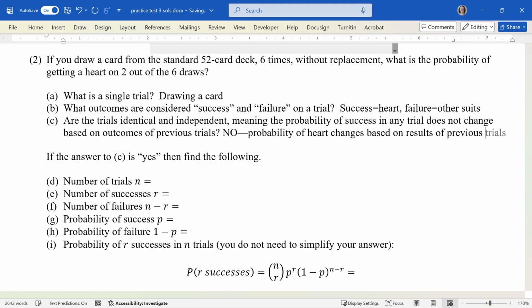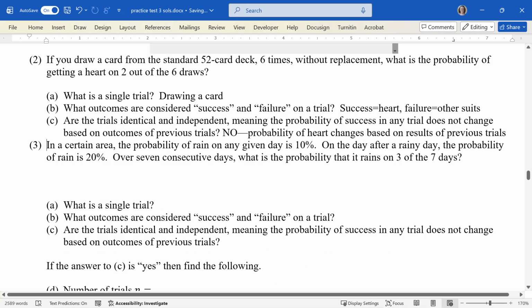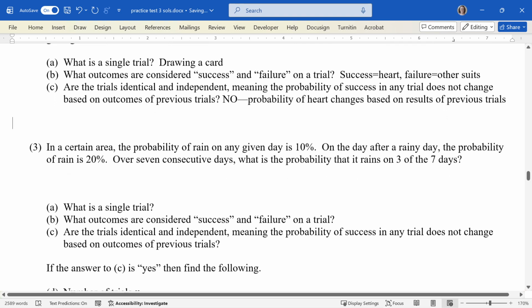Okay, so it's not a binomial experiment. And that means we do not need to do this stuff down here. Boop, it's gone. Okay, next question.